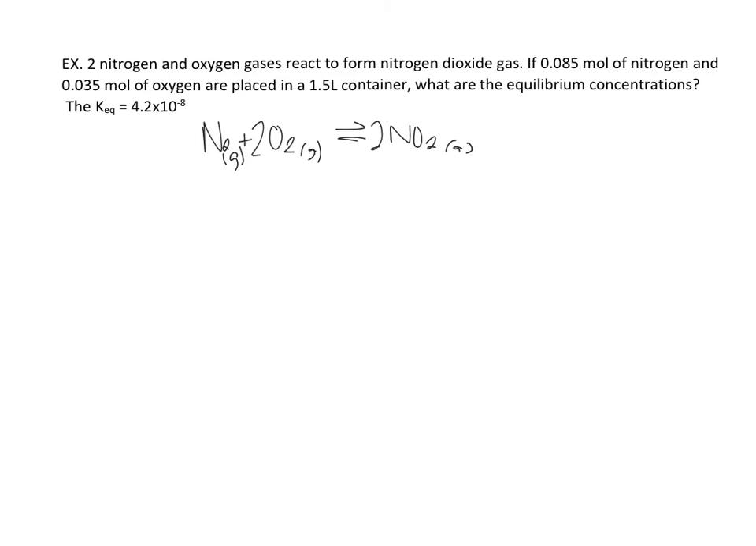Okay, so you have to figure out the concentrations first. So 0.085 moles divided by 1.5 liters and 0.035 moles divided by 1.5 liters. We're going to set up an ice table.